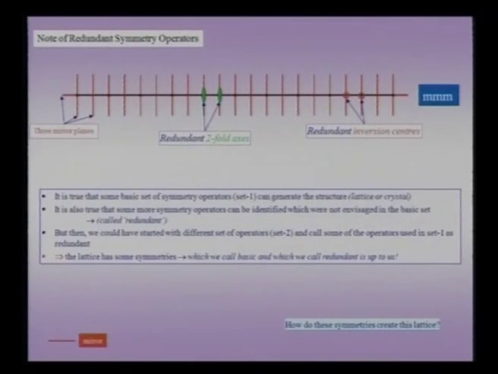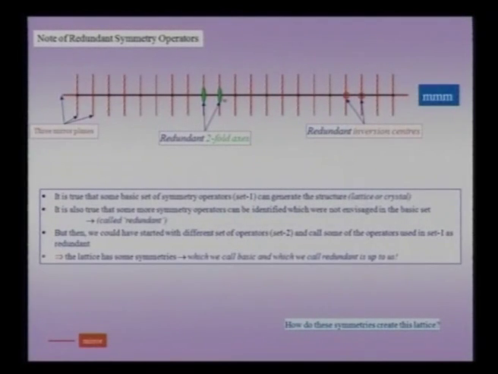Additionally, of course, you could also consider twofold axes, which are also redundant symmetry operators. And the reason that the inversion can be replaced with a twofold is because in one dimension there are no left-handed or right-handed objects which can distinguish a twofold from an inversion operator. So, since there are no left-handed or right-handed objects in one dimension, we can use either an inversion operator or a rotation operator to generate this lattice.